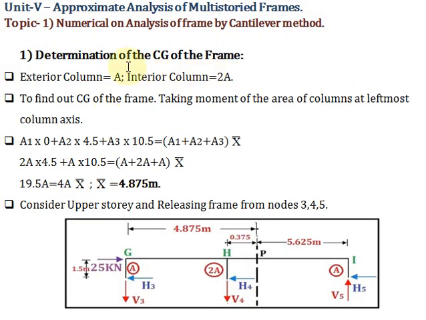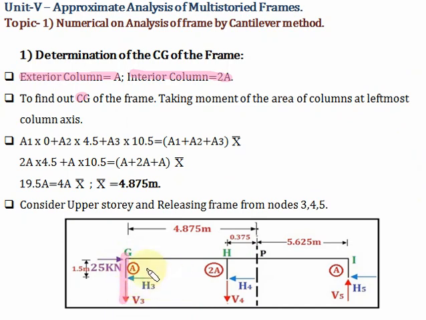Now the next step in the cantilever method is the determination of the center of gravity, or CG, of the frame. In the numerical they have given that the exterior column area is A, whereas the interior column area is twice A. To find the CG of the frame, we take moment of the area of the columns about the leftmost column axis. The leftmost column is GH.